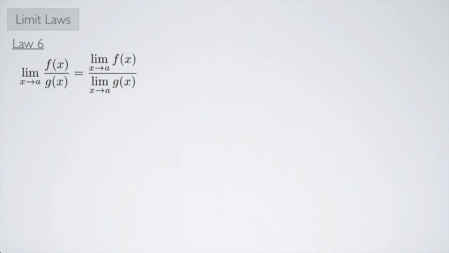Okay, we have 2 more laws to go. This is law number 6. The limit as x approaches a of f of x divided by g of x equals the limit as x approaches a of f of x divided by the limit as x approaches a of g of x. And we also have to specify that the limit as x approaches a of g of x is not equal to 0 because we don't want to be dividing by 0 here.